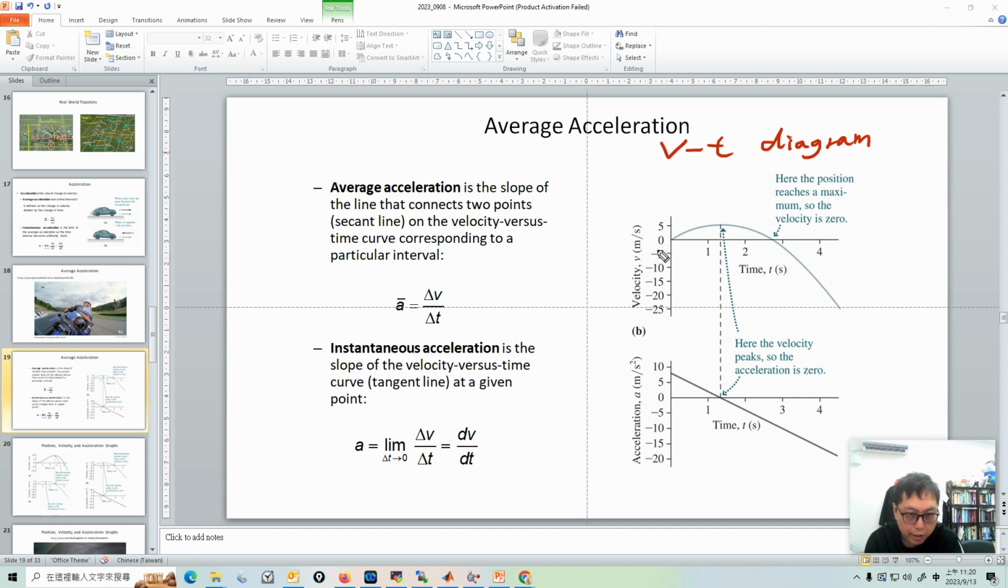The slope here, maybe it's this one. And at this point the derivative, the tangent or slope, is this one. Then at this point the tangent or slope is flat. So you will see that the slope decreases, which means the acceleration decreases, because in a v-t diagram the slope is the acceleration. And after this point, the slope here is here, and at this point it is here.